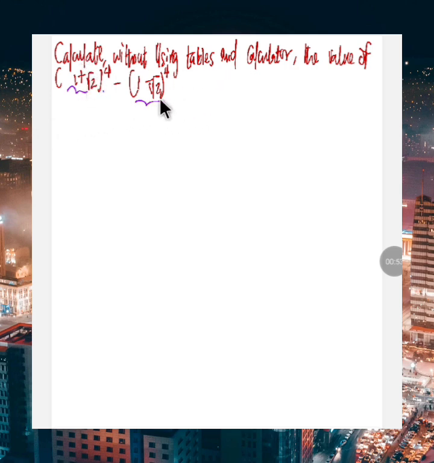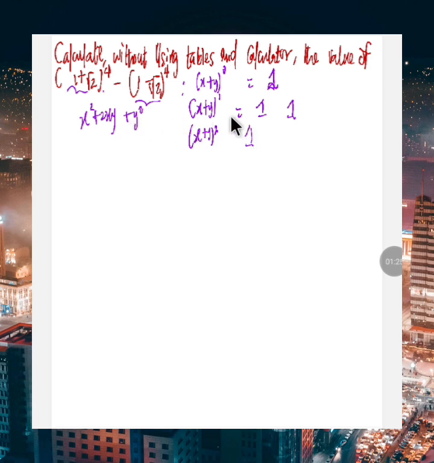So let me remind us of our Pascal triangle. If you have (x plus y) raised to the power of 0, you have 1. Don't forget, any number raised to the power of 0 will give us 1, except 0 raised to the power of 0. Then (x plus y) raised to the power of 1: the coefficient of x will be 1, and the coefficient of y will also be 1. Then (x plus y) raised to the power of 2: if we expand this, you are going to have x squared plus 2xy plus y squared. So the coefficient of x squared is 1, the coefficient of xy is 2, and the coefficient of y squared is 1.